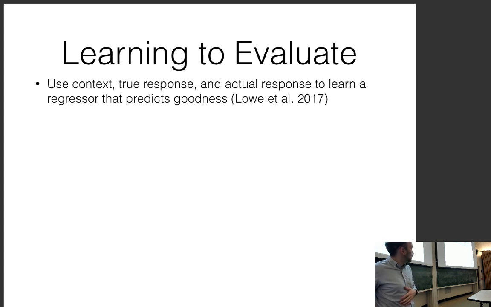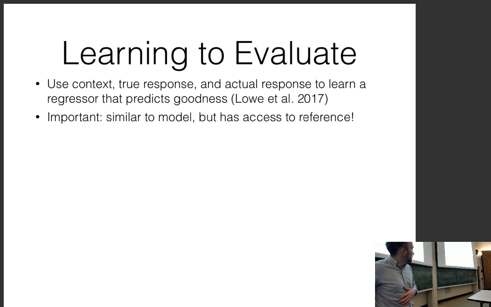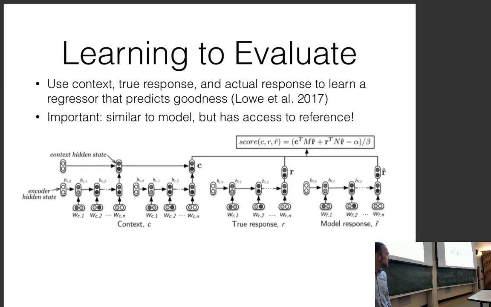What they want to do is create a learnable function that additionally adds the context that the system used and tries to predict the output. Importantly, this is similar to the problem that we're asking the model to solve, but instead of just having the input, it also has access to the reference. So the very simple model that people came up with is a kind of hierarchical RNN, similar to the hierarchical RNN that generates the output given the context, but additionally has access to the true response and the model response and creates a regressor to the score here.